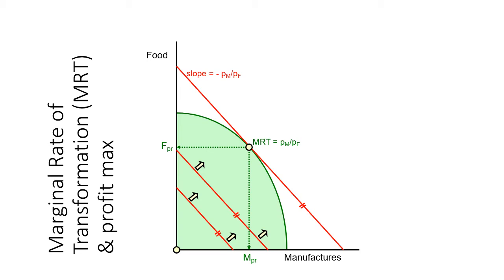Any red line, or any cost line, that is below your PPF is a point where not enough budget has been allocated for you to utilize all your factors of production that are available. And that means that you are producing at a level where not all your factors of production are fully employed.